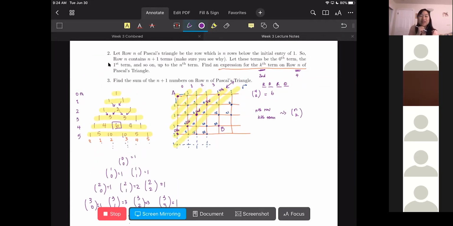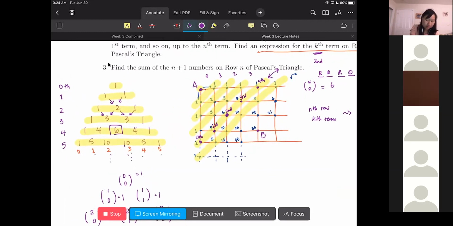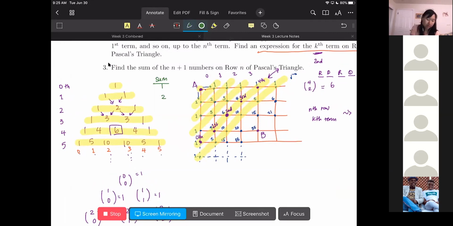And then the last piece of this that's kind of interesting is to find the sum of the n plus 1 numbers on row n of Pascal's triangle. There's a couple ways we could do this. We could first just look at our example here, and sum the numbers and see what we get. If we sum the first row, we just get 1. If we sum the second row, we get 1 plus 1, which is 2. If we sum the third row, we get 1 plus 2 plus 1. That gives us 4. If we sum the next row, we get 1 plus 3 plus 3 plus 1, which is 8. If we sum the fourth row, what do we get?